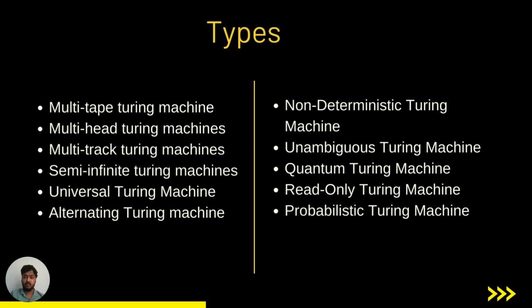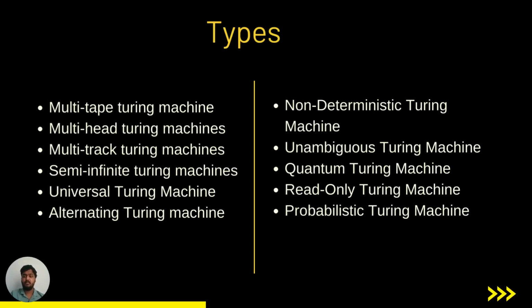Seventh one, non-deterministic Turing machine. In such Turing machines, for each and every state and every symbol, there exists a group of actions that the machine can have. Eighth one, unambiguous Turing machine. This is a special type of non-deterministic Turing machine where for each input there is exactly a single possible computation. In many ways, it is similar to a deterministic Turing machine.